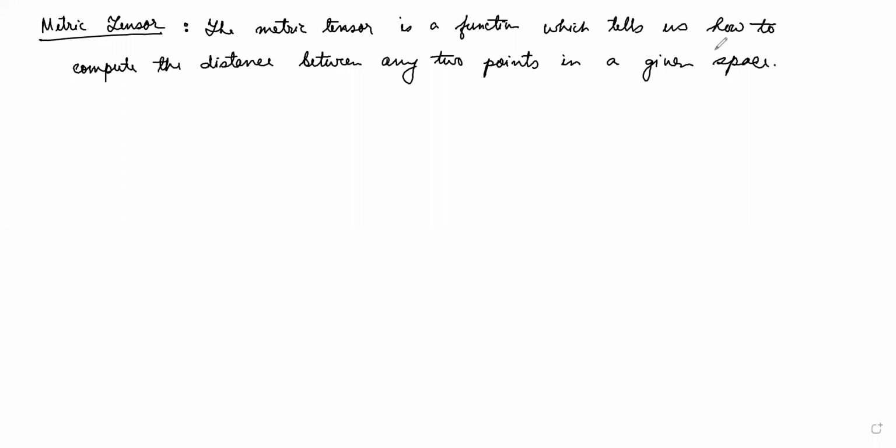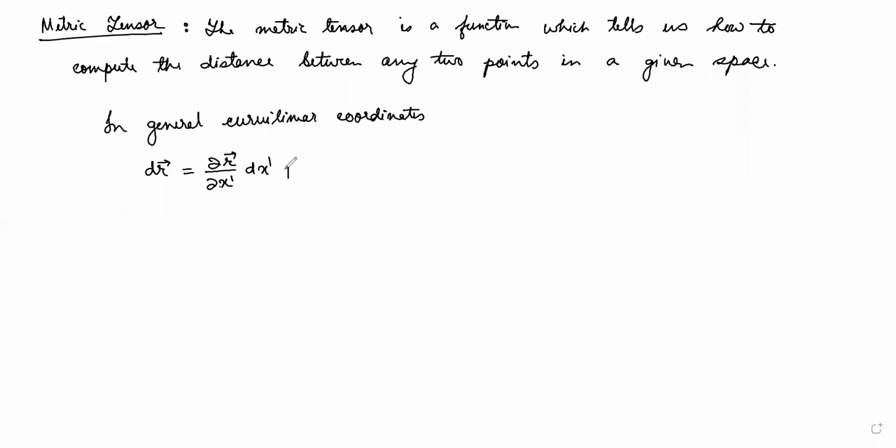So let us look at its expression. In general curvilinear coordinates, we have the displacement vector dr vector is equal to ∂r/∂x¹ dx¹ plus ∂r/∂x² dx² plus ∂r/∂x³ dx³. So x¹, x², x³ are the 3 axes of the curvilinear coordinate system.